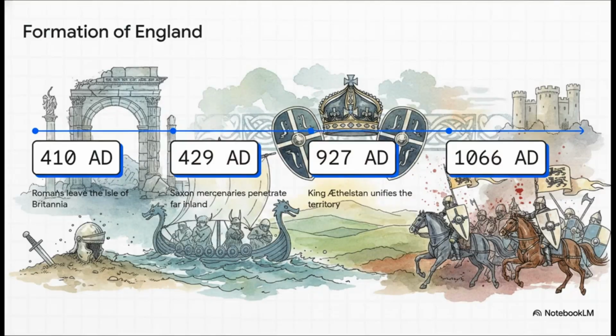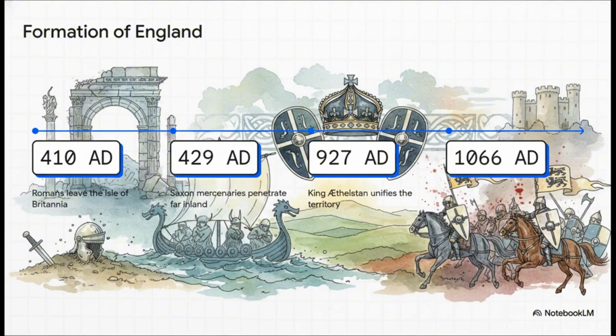This whole story truly kicks off in a chaotic power vacuum. Picture this, the mighty Roman Empire just packs up and departs Britain in 410 AD. Right after that, by 429 AD, Saxon pirates, who, funny enough, were actually brought in as mercenaries to protect the land, well, they penetrated far inland and basically decided to stay. It took a really long time, until 927 AD, for King Aethelstan to finally unify these territories into a single kingdom. And then, barely a century and a half later, everything gets flipped upside down again with the Norman Conquest in 1066.